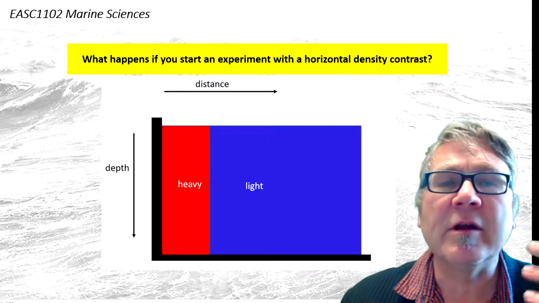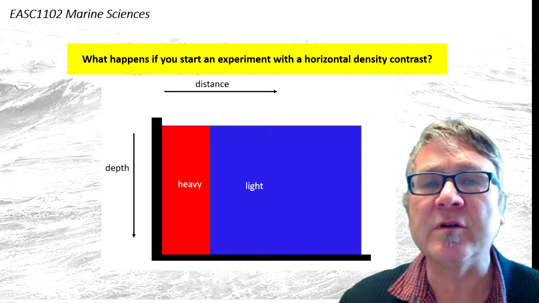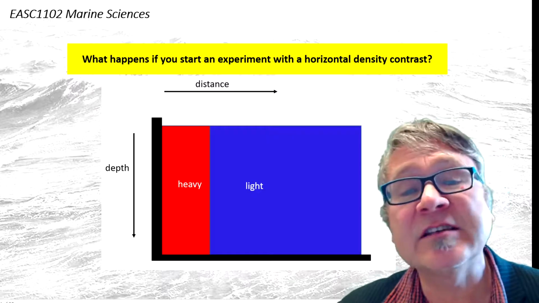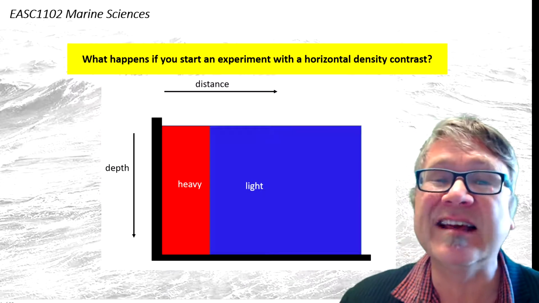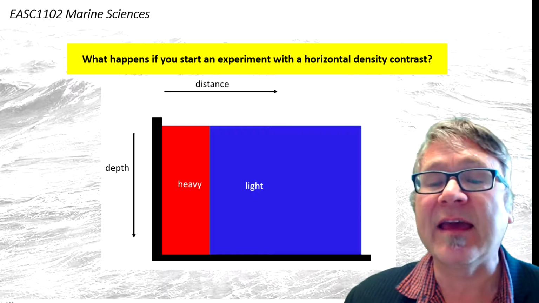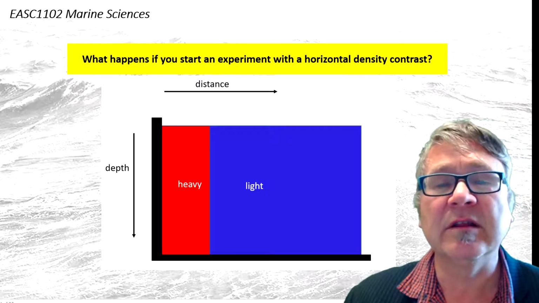So let me just show you one example of how you actually create horizontal currents in fluids. Okay? So what happens if you start an experiment with a horizontal density contrast? And this is shown here. You look from the side, you have a tank. On one side is heavy water, on the other side is light water.